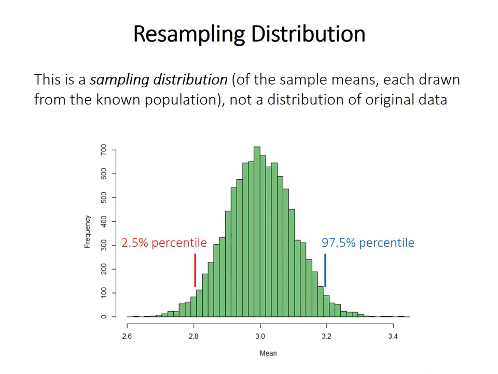So I point out this is just one way of calculating these confidence intervals. It's called the equal tail method. It works best for symmetrical data. If you have a lot of skewed data, there are other methods that we're not going to talk about in this course.